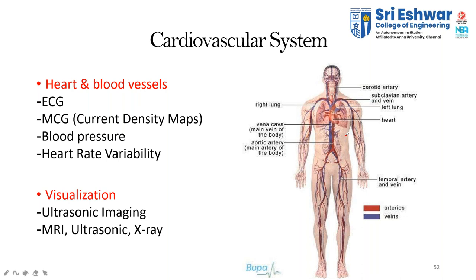We can also use it to measure blood pressure, heart rate, oxygen content, everything in the signal analysis of your heart. So how are you going to visualize the signal taken from the heart? By using ultrasonic imaging, MRI, ultrasonic X-ray. We have many technologies and methods to take signals from the heart. The cardiovascular system is the combination of heart and lungs.